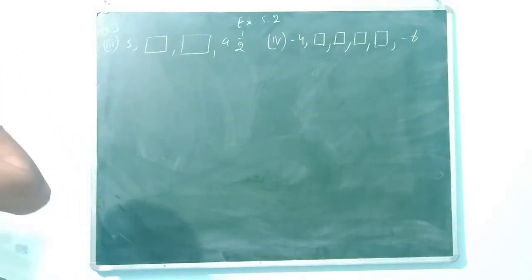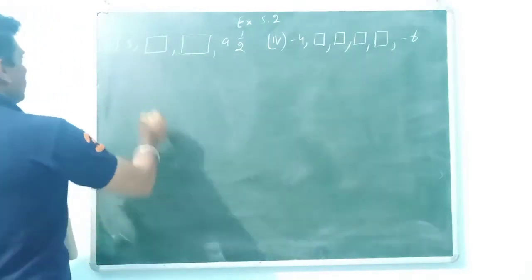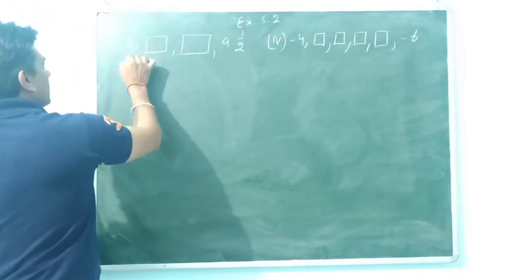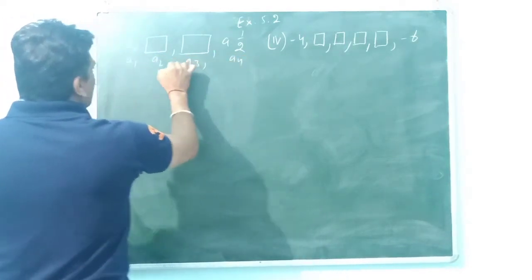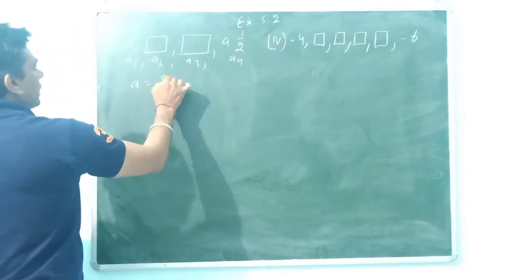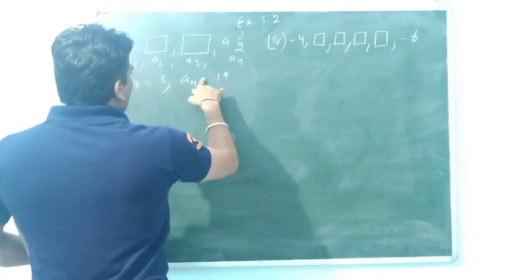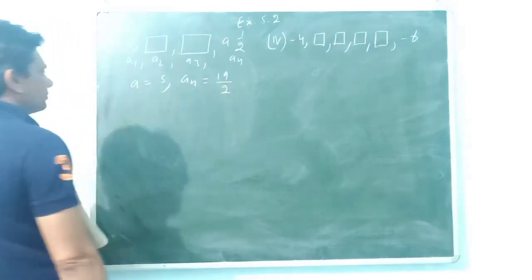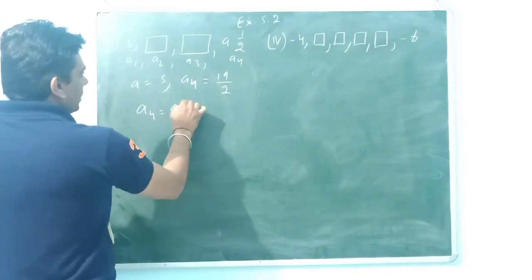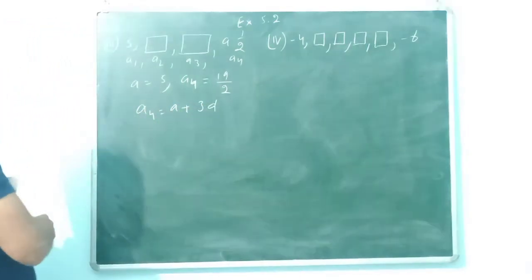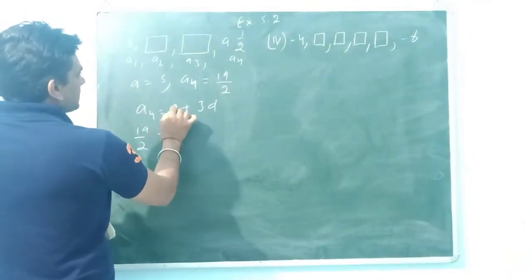Question number 3, part 3. This is 5 and this is 9 and 1 by 2. So from here, this is A1, this is A2, this is A3 and this is A4. So A1 equal to 5 and A4 equal to 9 and 1 by 2, which is 19 by 2. And A4 is A plus (n minus 1)D, n is 4, so A plus 3D. A4 is 19 by 2, A is 5.